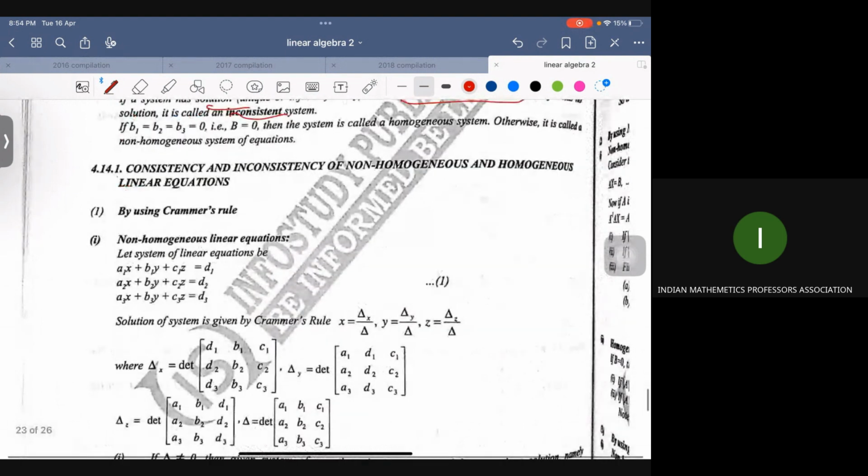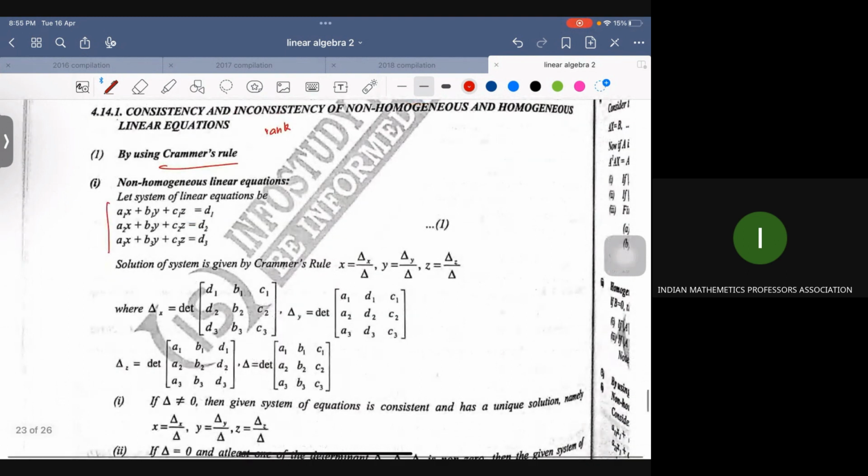We are going to find the consistency and inconsistency of non-homogeneous and homogeneous systems in three ways: by using Cramer's rule, by finding the rank, and with the help of row reduction forms. Here, the first one is using Cramer's rule. Let us take the non-homogeneous linear equations like this. Here, determinant del is nothing but the determinant of A, the coefficient matrix.